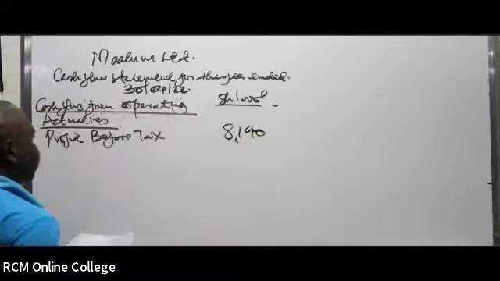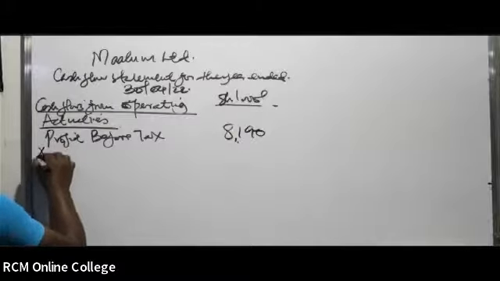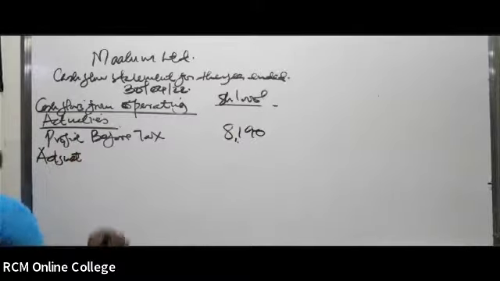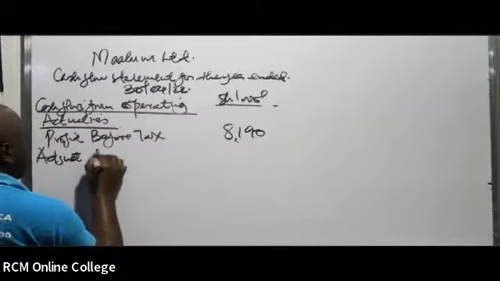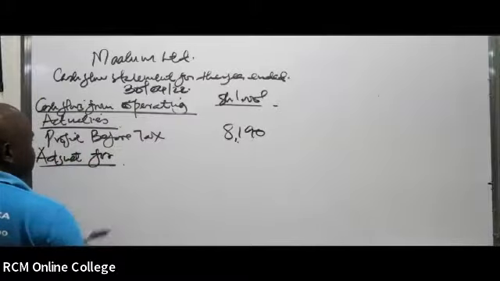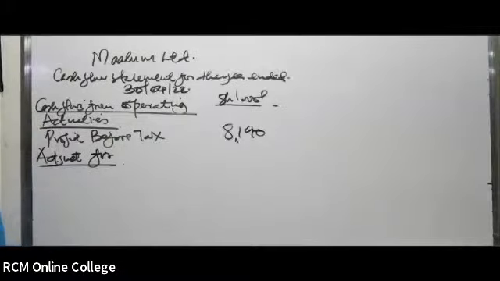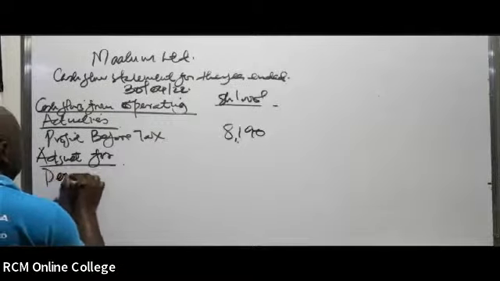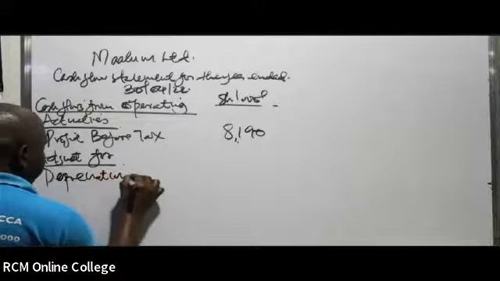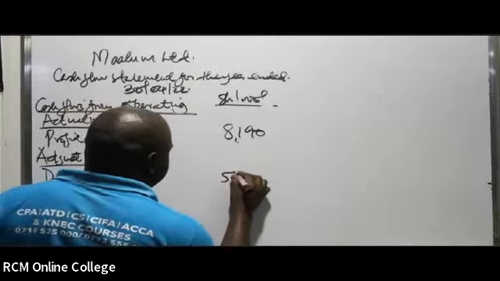8190. Then you can adjust for the non-cash items and the finance cost. We had done some calculations, and we had the depreciation of 5490. Depreciation, this one we add back.